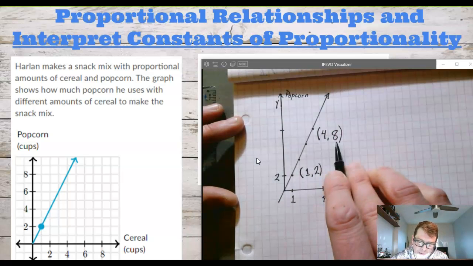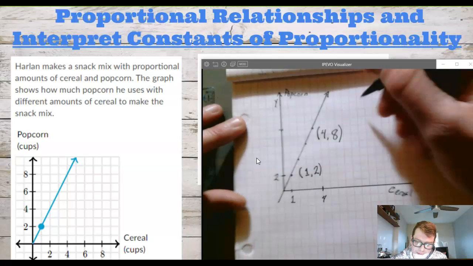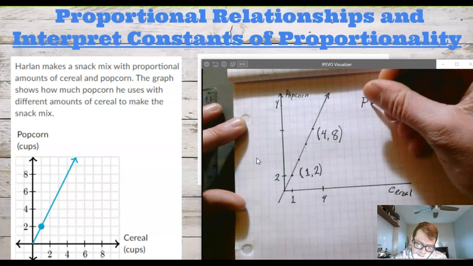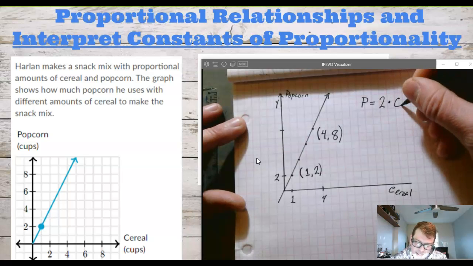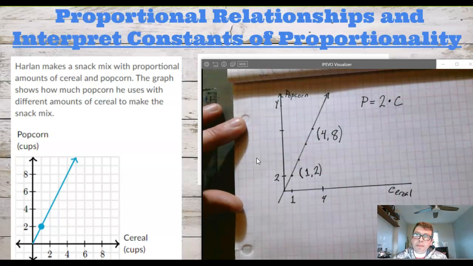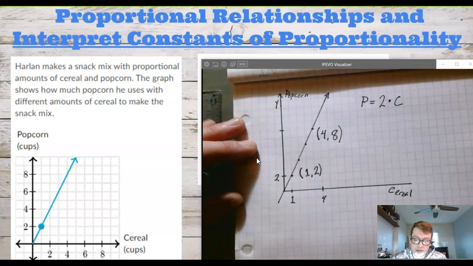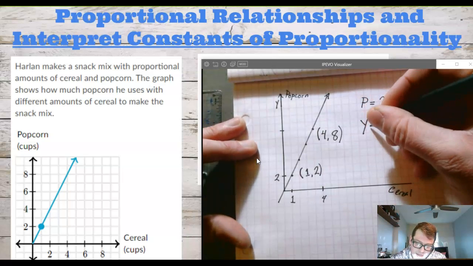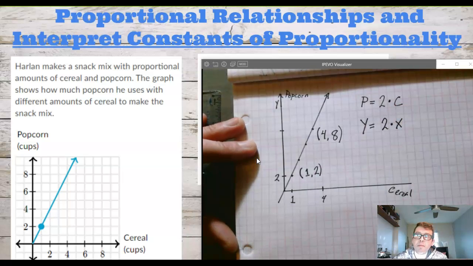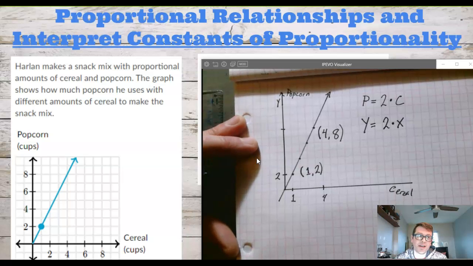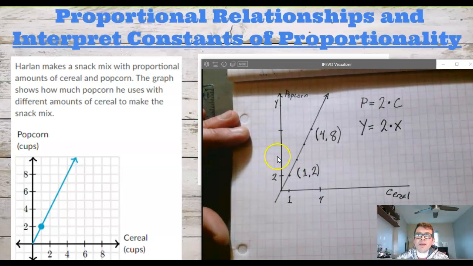Because our popcorn amount, we could say popcorn is 2 times the cereal. And this is the equation of our line, guys. This is y equals 2 times x. Please write that down. This is a great example. This line, this whole problem, this situation.